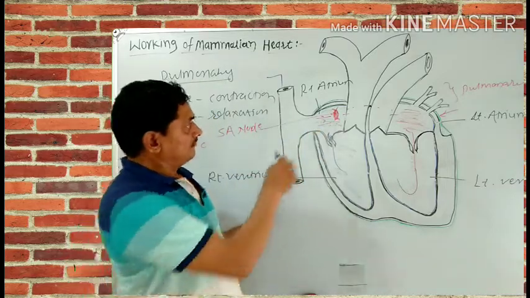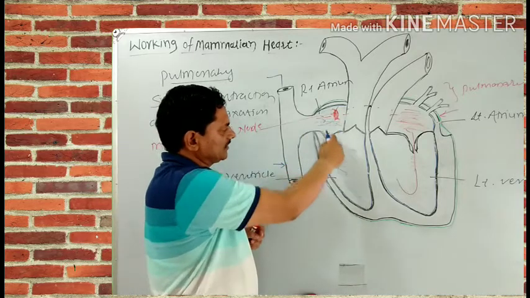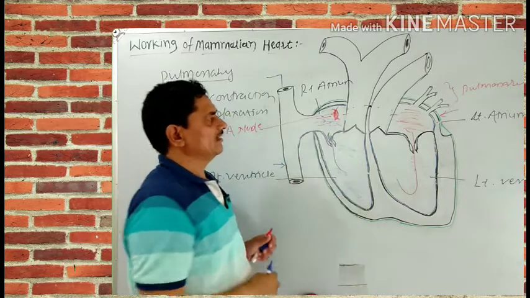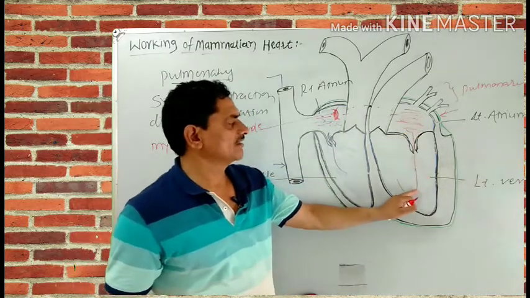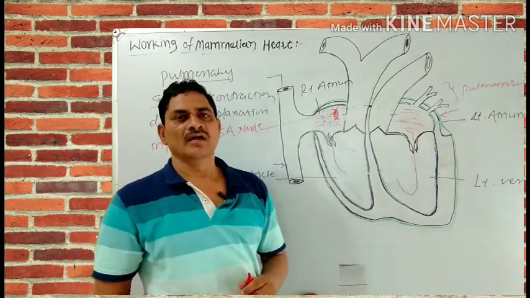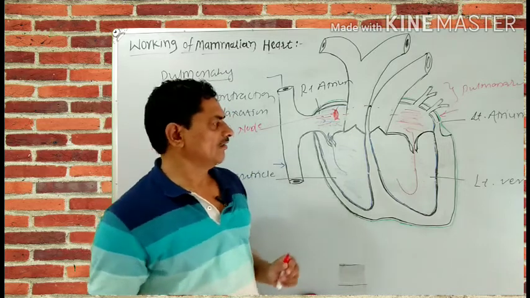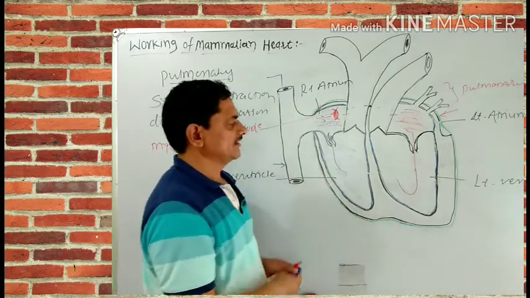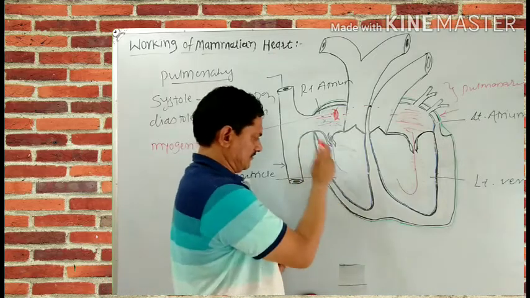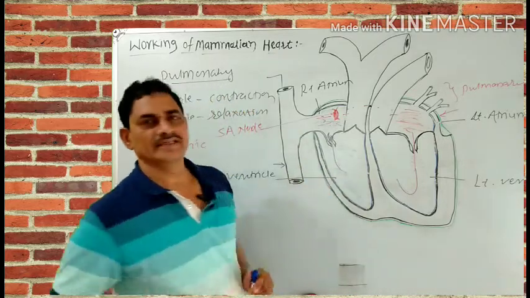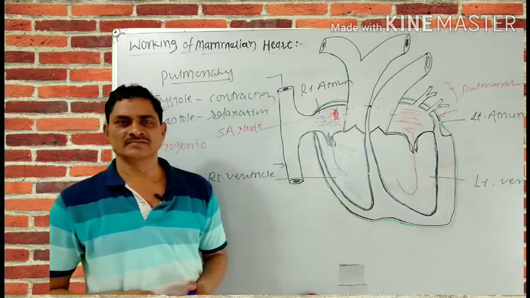So, from the right atrium, deoxygenated blood enters into the ventricle, and from this left atrium, oxygenated blood enters into the left ventricle. Then in the left ventricle there is oxygenated blood, and in the right ventricle there is the deoxygenated blood.